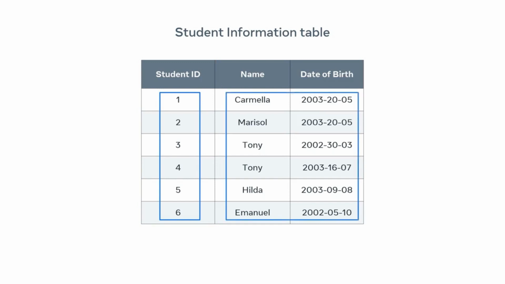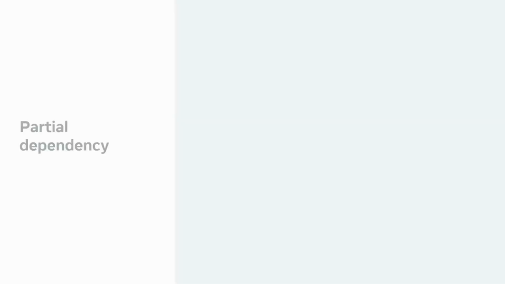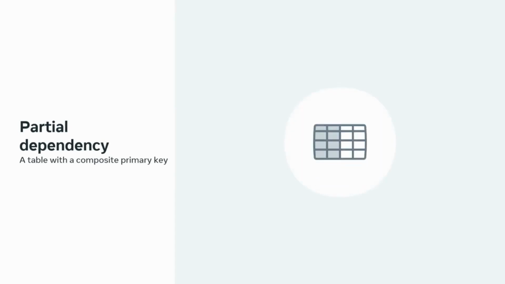This means that each column in the table is functionally dependent on the student ID column. It's the only column that can be used to return specific data. Now that you've explored the concept of functional dependency, let's look at partial dependency. Partial dependency refers to tables with a composite primary key. This is a key that consists of a combination of two or more columns.